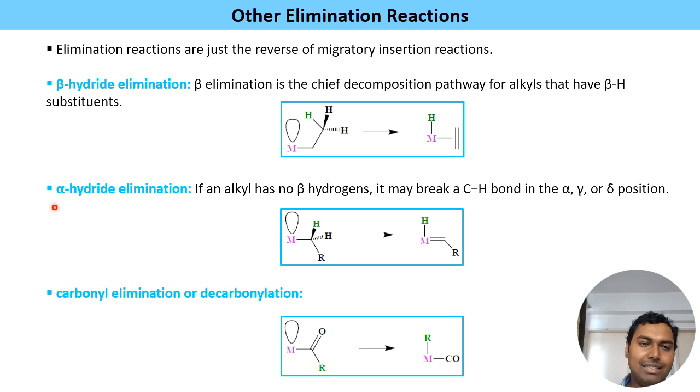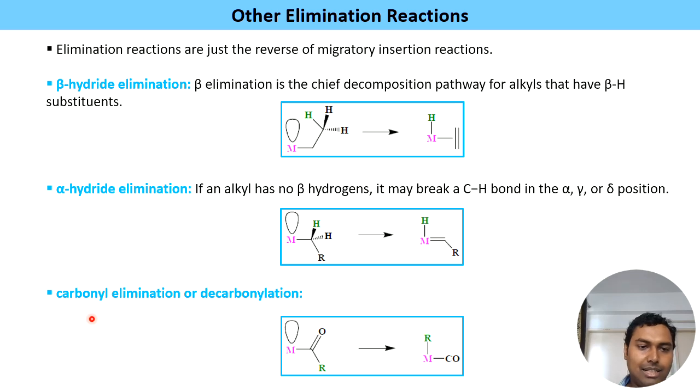The next one is the alpha hydride elimination. Here the hydrogen from the alpha carbon is moved to the metal, giving a hydride, and it forms a double bond to the metal. So we have a metal-carbon double bond, and if it is a chain, then we have another R group. We can see this type of bond in the Grubbs catalyst.